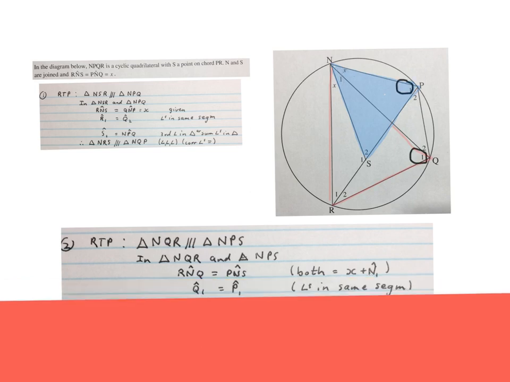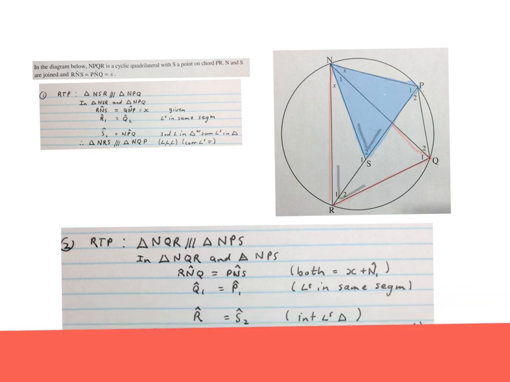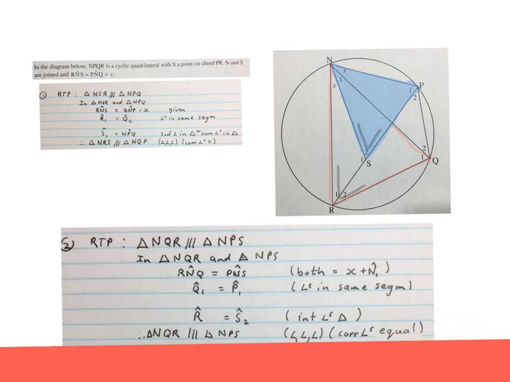Next we can write angle Q1 is equal to angle P1 inside those circles there. They are angles in the same segment. Next we can write angle R is equal to angle S2, interior angles of a triangle. So that angle and that angle is the third angle after we've proven two others equal. Then we write triangle NQR is similar to triangle NPS, either angle, angle, angle, or corresponding angles equal. Please stop the video and get your brain around this one.